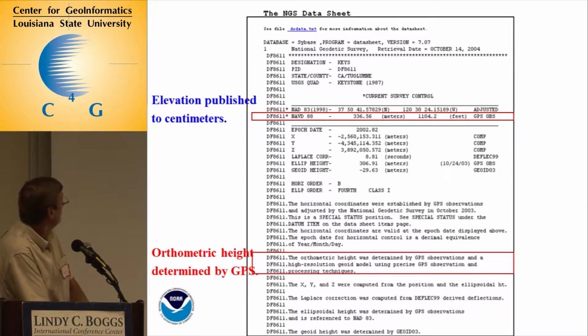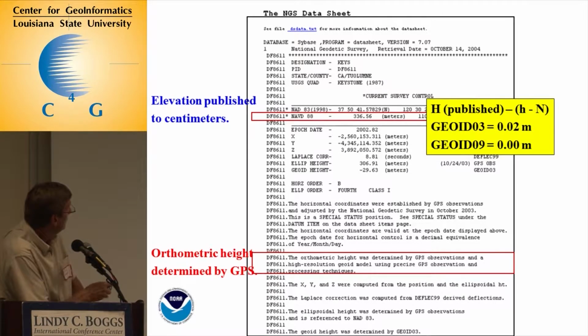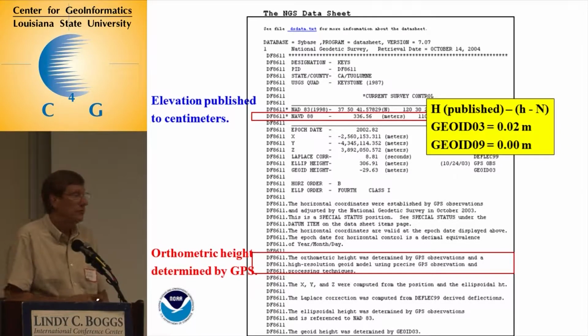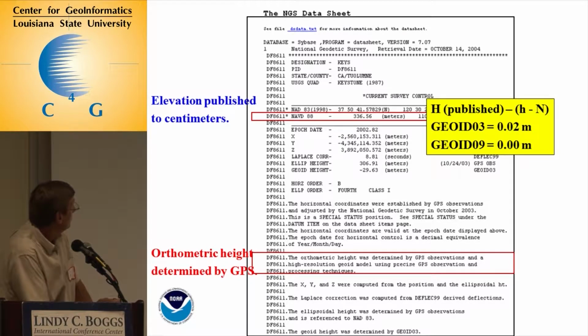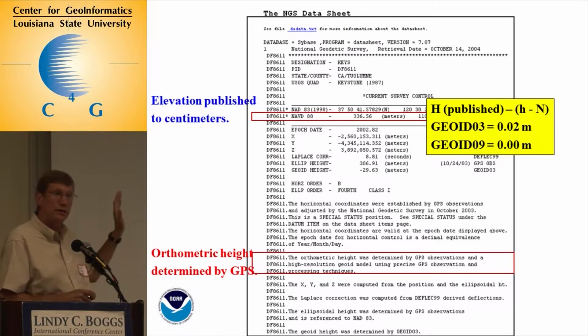Now, same station for the database, and here's what Geoid 03 gave, 2 centimeters, and Geoid 09 was 0. So there's a difference. If you use Geoid 03, you're not going to get consistent with NAVD 88 at that station, at least in this case, only 2 centimeters. But it's not consistent. 09 is consistent.